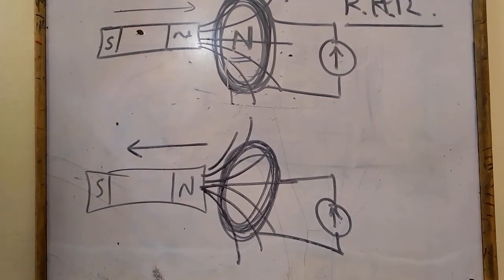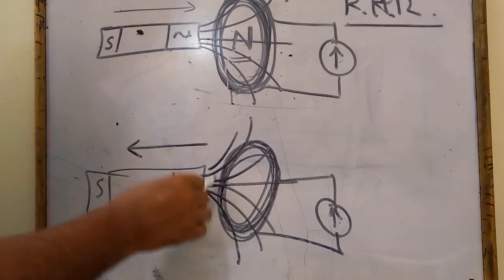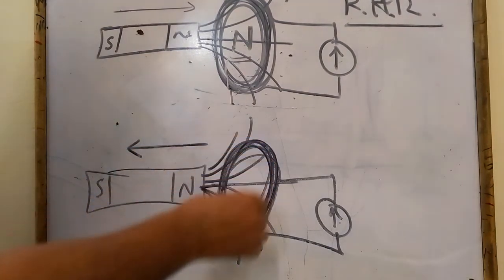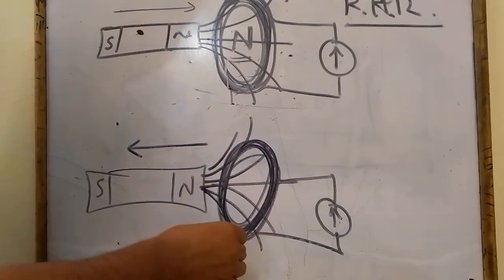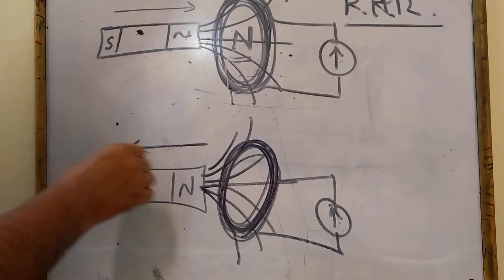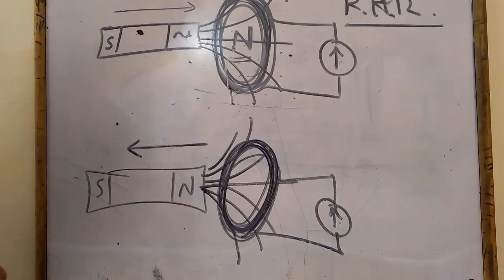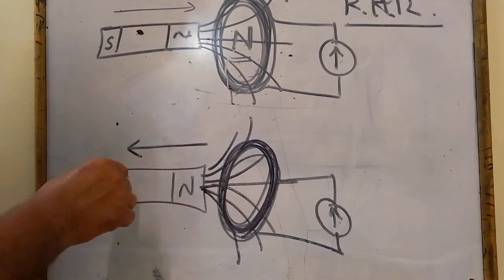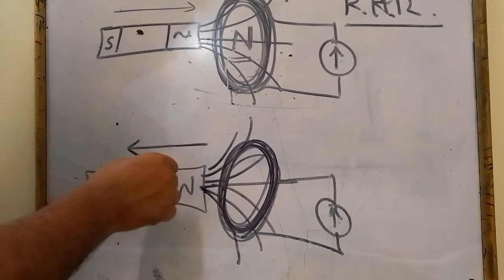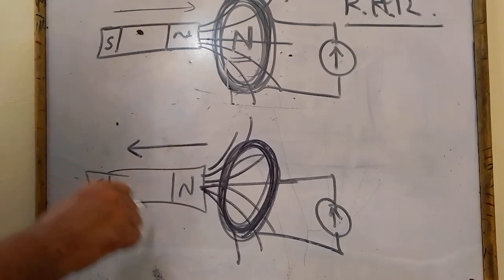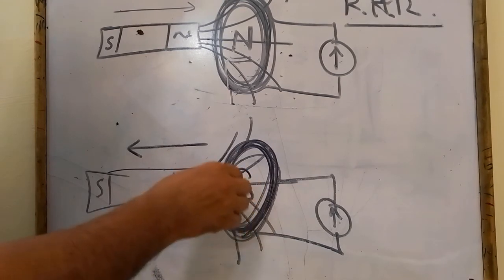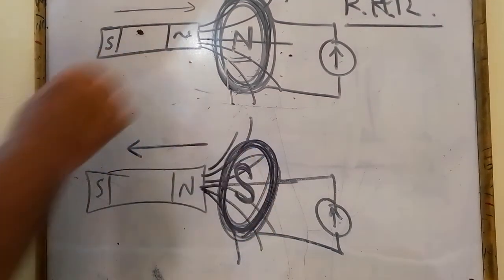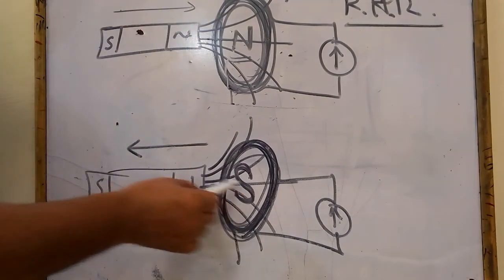So, what happens here? According to Lenz's law, the reason for inducing EMF or induced current is the motion of the magnet away from the coil. This is the reason. To oppose this motion of the bar magnet away from the coil, this side of the coil now becomes south, because unlike poles attract each other.